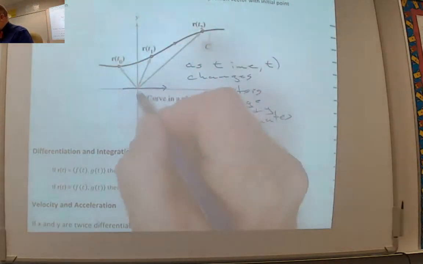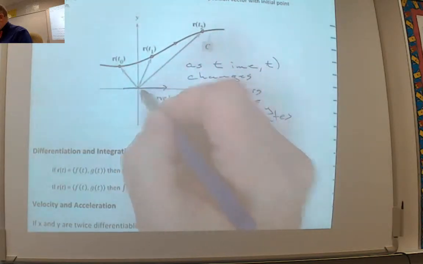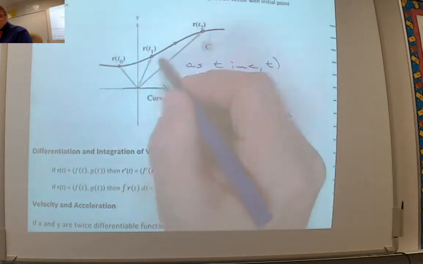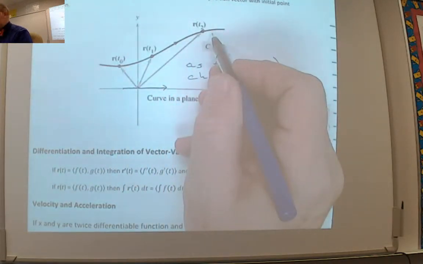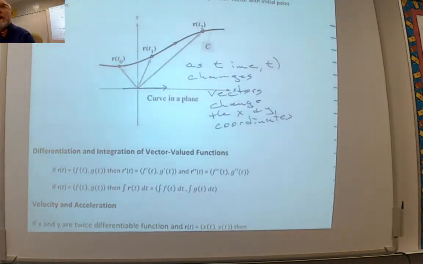So if I start here and time says, all right, when t equals 0, I'm at this spot. When t equals 1, I'm at this spot. When t equals 2, I'm at this spot. I get these kind of continuous curves. Those are called vector valued functions. Again, that's more than what you need to know, but I'm just giving you a bigger picture of what they are.